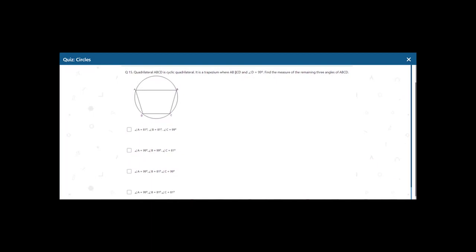AB is parallel to CD and angle D is 99 degrees. Find the other three angles. How much is A? Angle A is 81 degrees, ma'am. 81. A? Ma'am, 81. C? 99, ma'am.